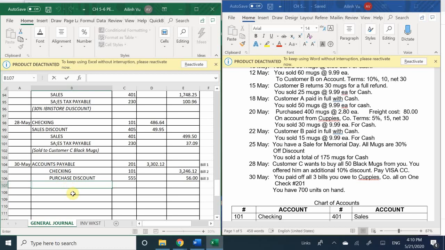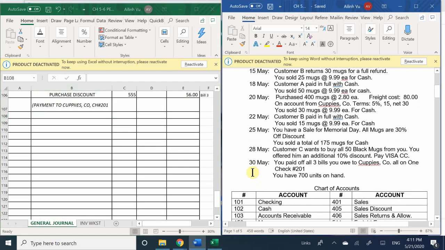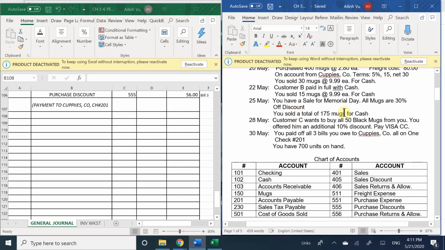All right. Again, this is just for practice. Okay. So again, I am going to indicate payment to Cuppies Co. Check number, what did I say? 201. All right. Good. Now, we're at the end of our period, right? What does it say? We have 700 units on hand.